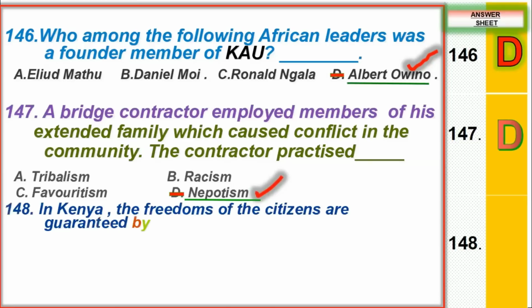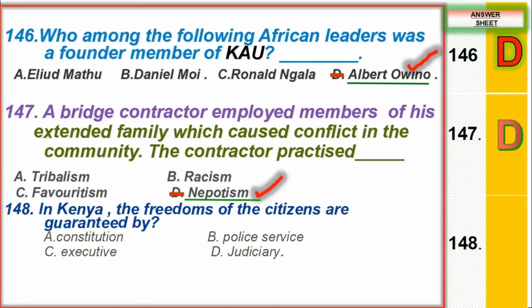Question 148, let us hurry up. In Kenya, the freedoms of the citizens are guaranteed by what? The answer should be the Constitution. Remember, the Constitution is the guide.